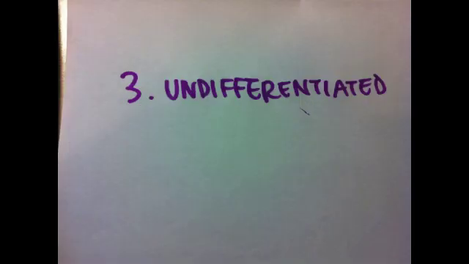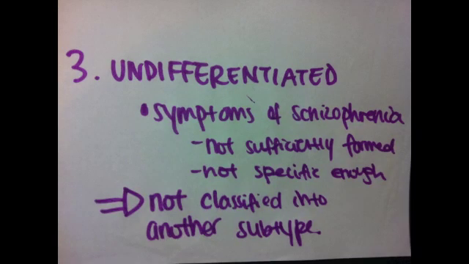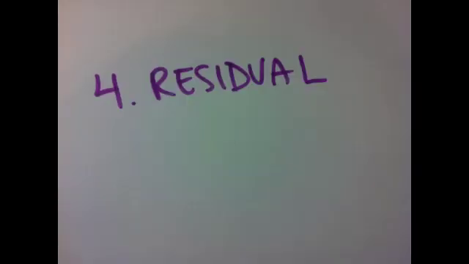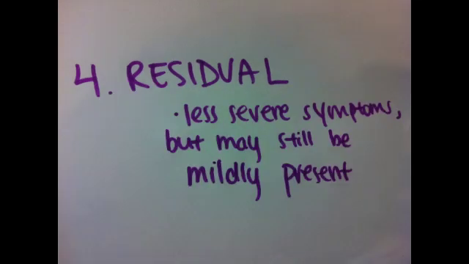The third subtype is undifferentiated subtype. This subtype is diagnosed when people have symptoms of schizophrenia, but they are not sufficiently formed or specific enough to be classified into one of the other subtypes. The last subtype of non-paranoid schizophrenia is the residual subtype. This subtype is diagnosed when the patient no longer displays prominent symptoms. In such cases, the schizophrenic symptoms are less severe. Though the common schizophrenic behaviors may still be present, they are much less significant.